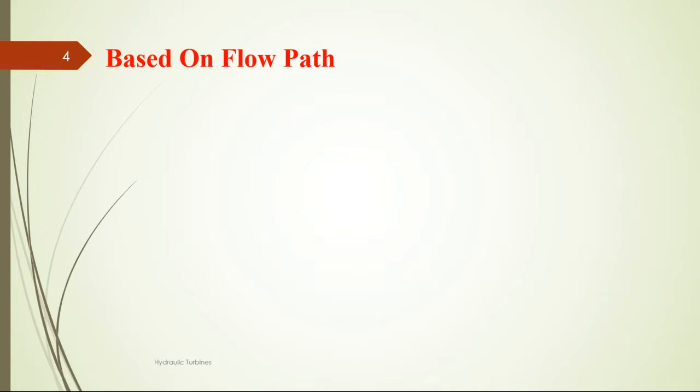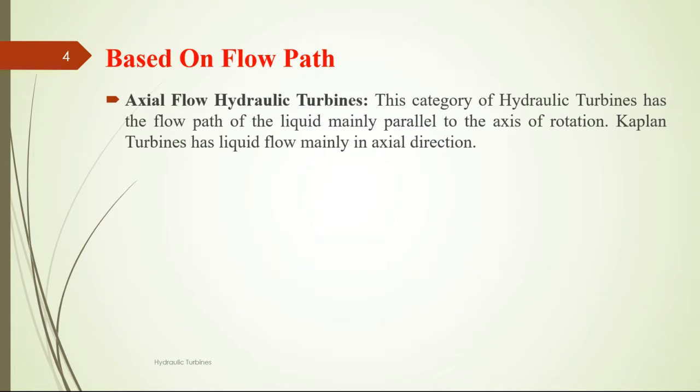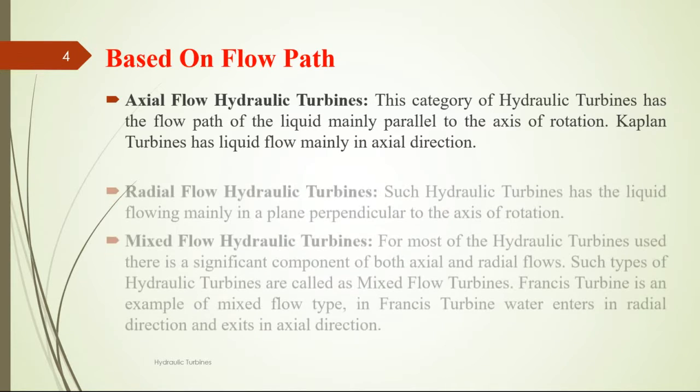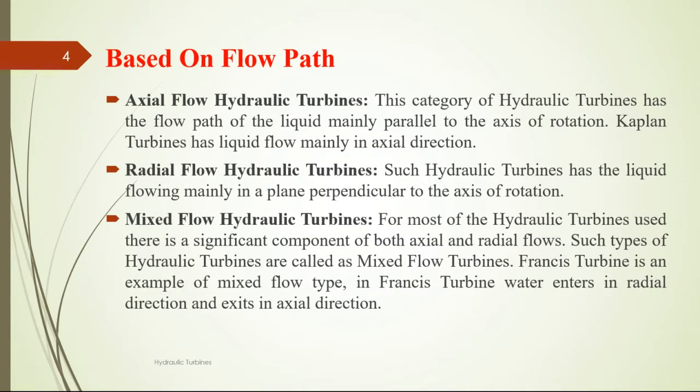Now, if we talk about based on flow path, then it is again divided into three categories. Out of that, first one is axial flow hydraulic turbines. In this category of hydraulic turbines, the flow path of liquid is mainly parallel to the axis of rotation. Kaplan turbines have liquid flow mainly in axial direction. Then next two are radial flow hydraulic turbines and mixed flow hydraulic turbines.